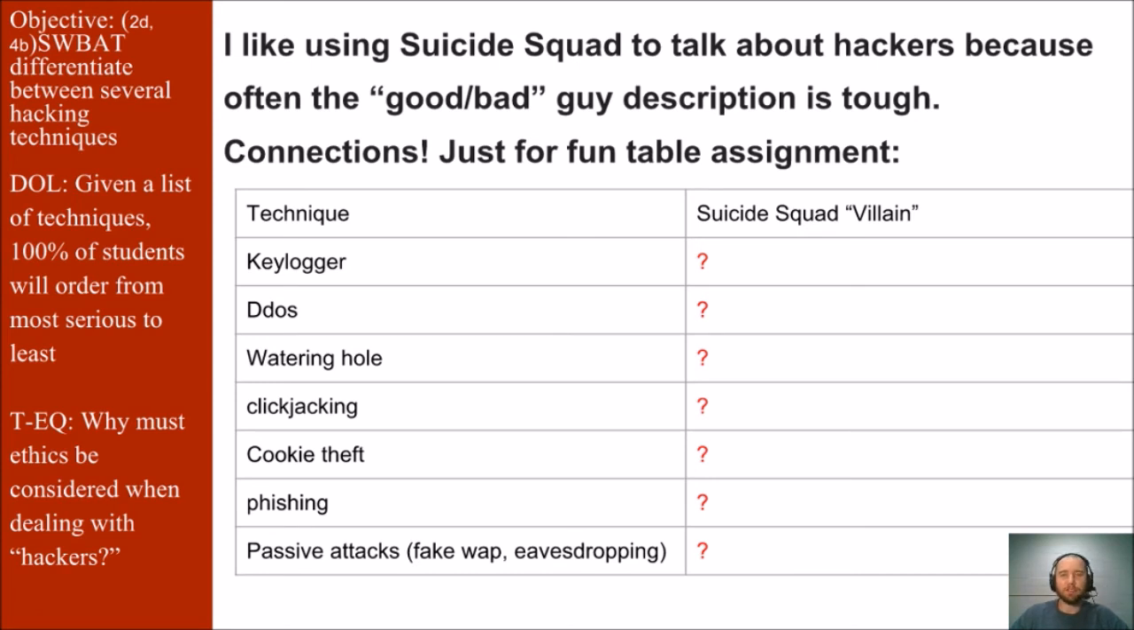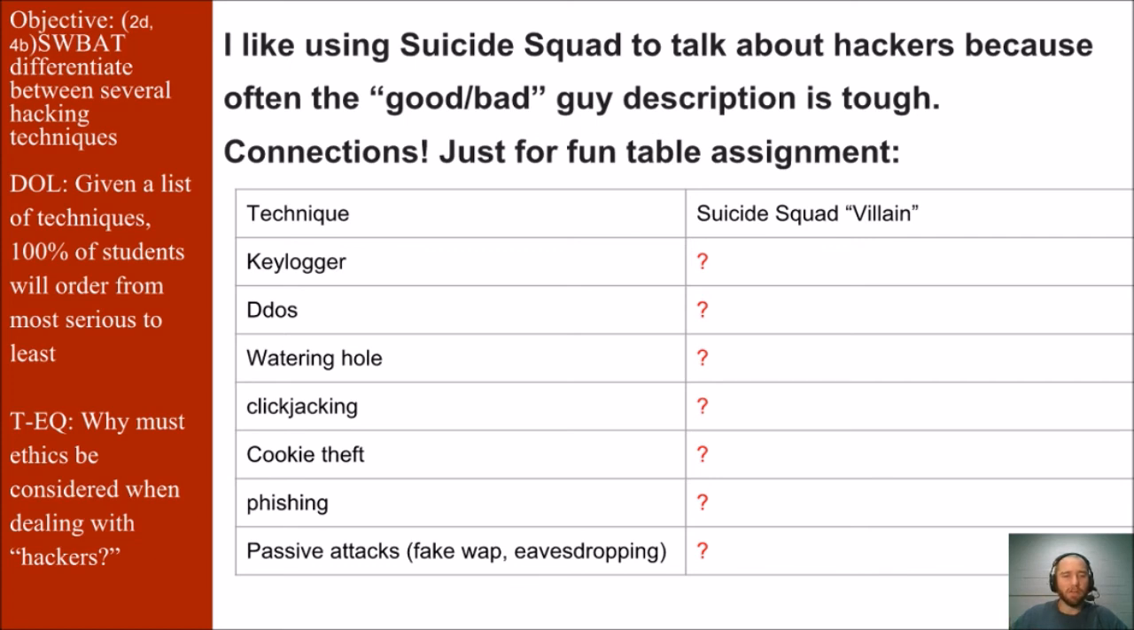So I like using the Suicide Squad to talk about hackers because often the good/bad guy description is tough. And that is just like hacking. That's why we have black hat hackers. These are the bad guys. We have white hat hackers. They're supposed to be the good guys. And then if you're an in-between type hacker, you'd be called a gray hat. Just like in Suicide Squad, you had some guys who seemed good and then some guys obviously bad and some in between as well. So I came up with this type of assignment.